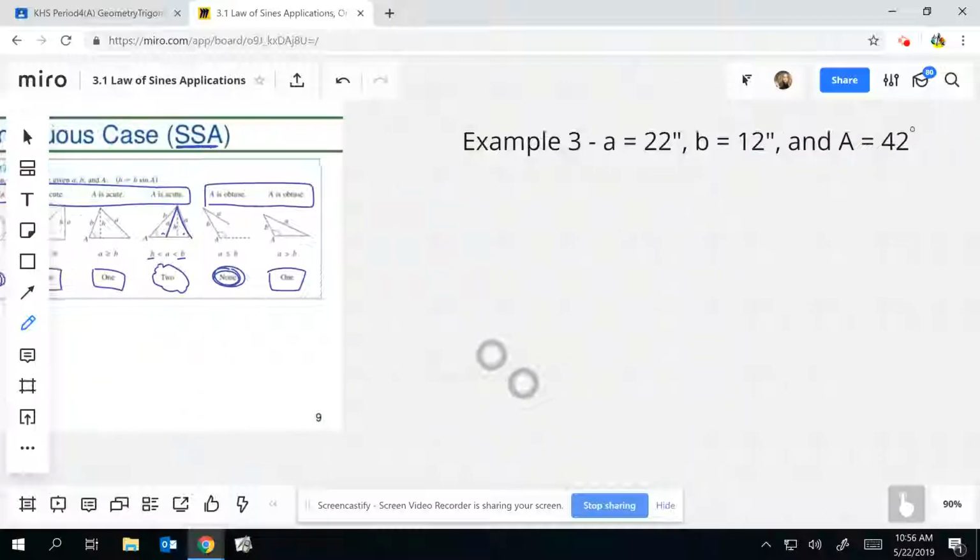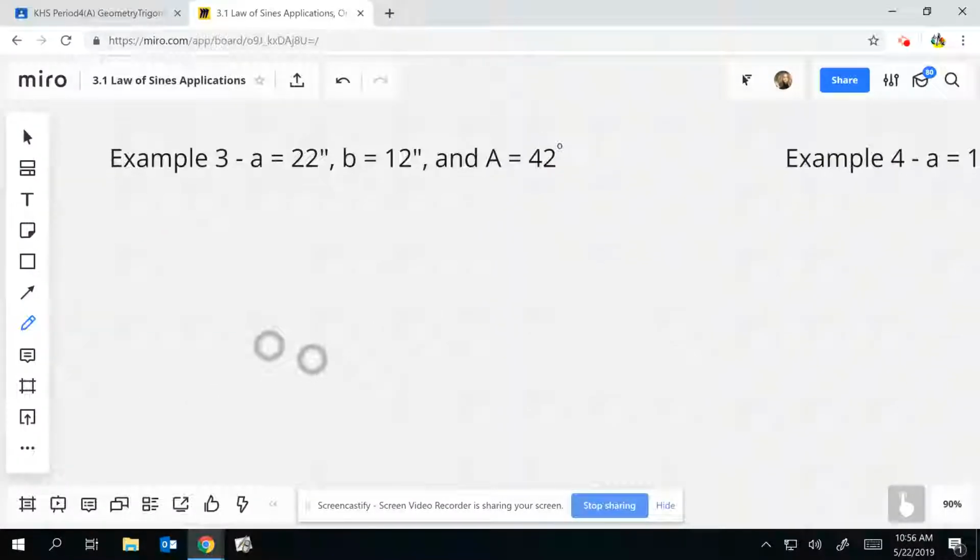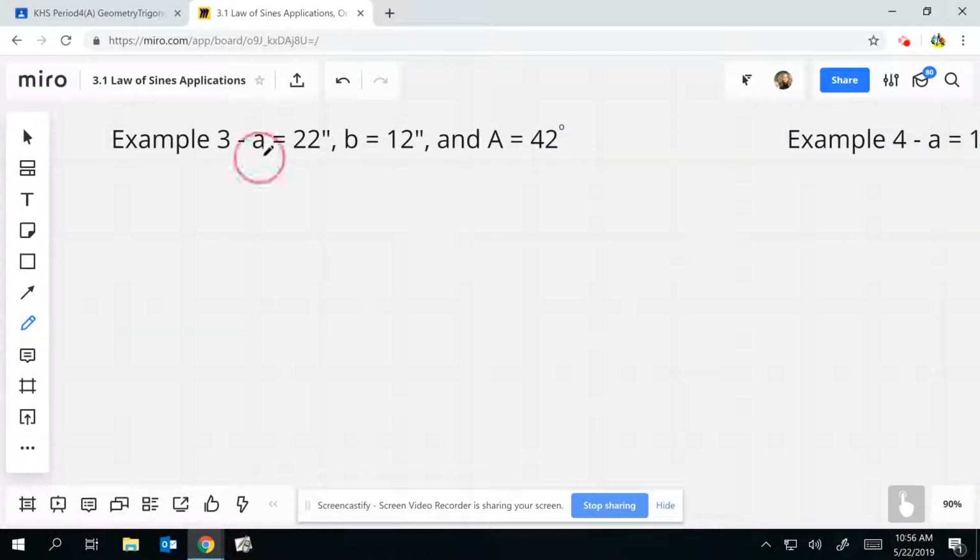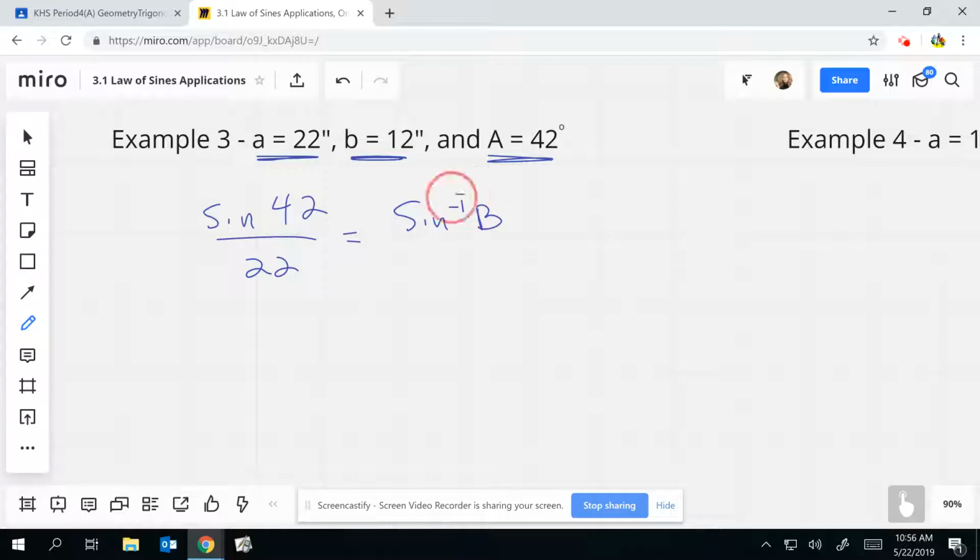That one with 2 is a little tricky. So let's look at example 3 here. You've got A, and you've got B, and you've got big A. So I know that I'm going to need sine of 42 over 22. And I'm going to need to find an angle B, so I'm going to need to put an inverse. Remember, inverse to find angles. You need that -1 if you're finding an angle. And 12 goes on the bottom.